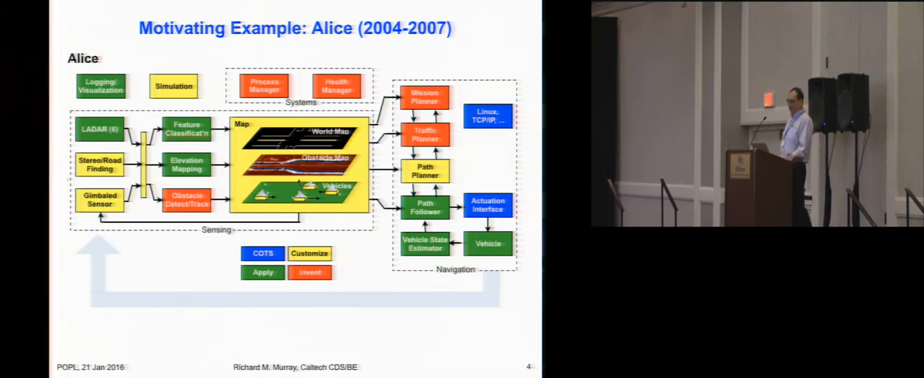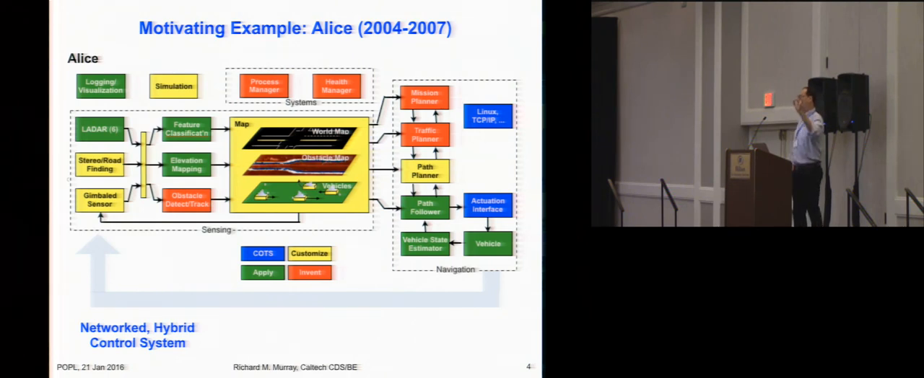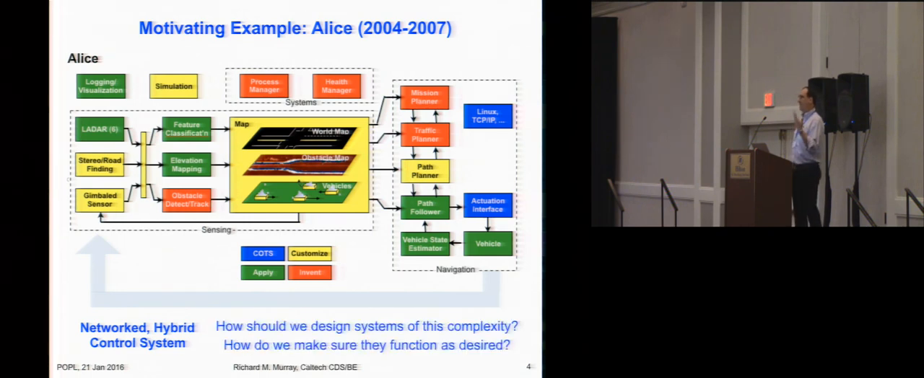So this is an example of a networked hybrid system. The network here is not between the vehicles, but within the vehicle. So we had about maybe 25 cores that were running, hundreds of threads, right? All of these are interconnected to each other, running relatively independently. And I think the question is, how do we design systems of this complexity, and how do we make sure that they function as desired?